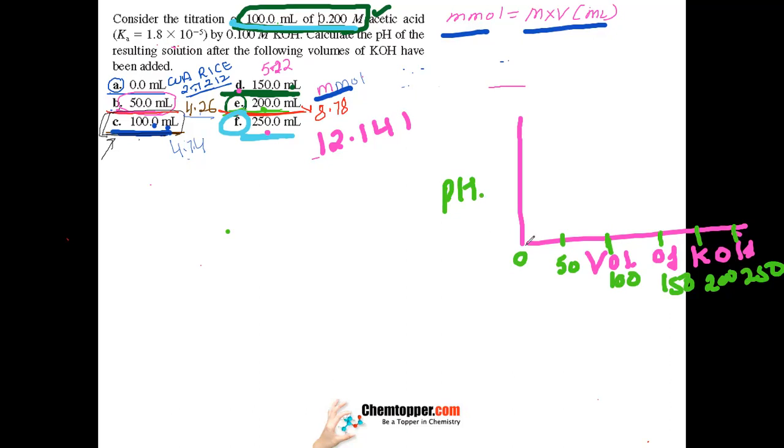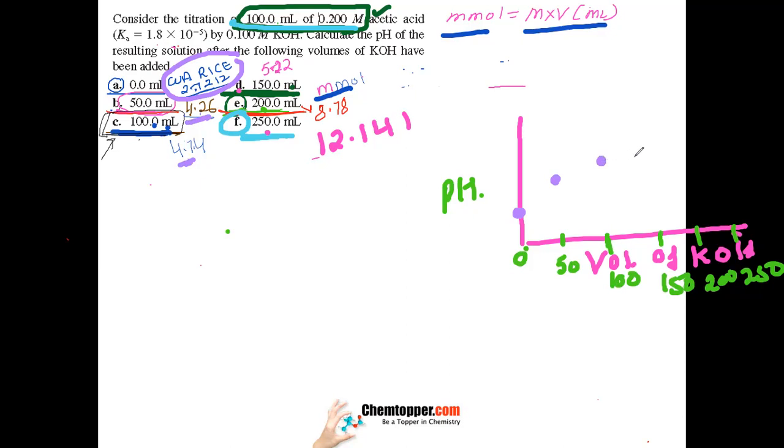So what's the pH at the 0 point? When no KOH is added. You remember we made the ICE table? It is 2.721. Somewhere here. What's the pH at the 50? 4 point something. Somewhere here. What's the pH at the 100? 4.74. All the values are written here, children. I'm just making the titration curve.